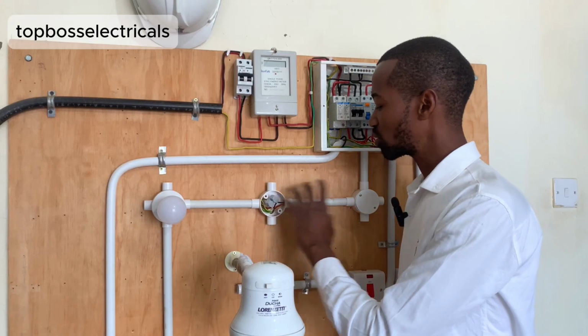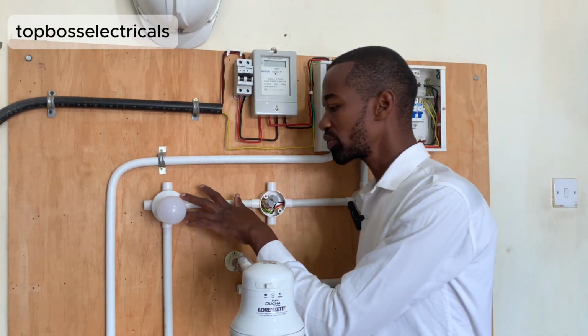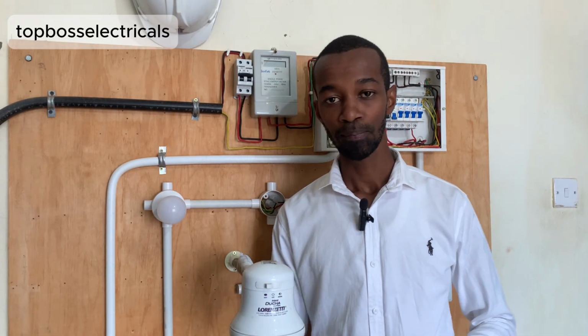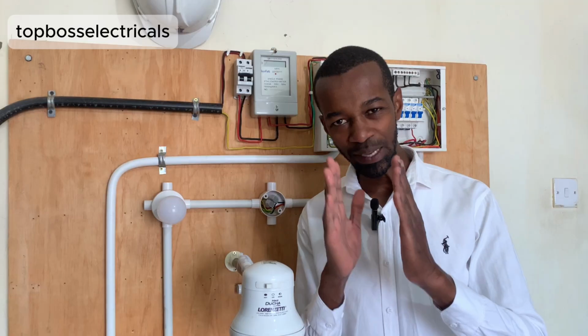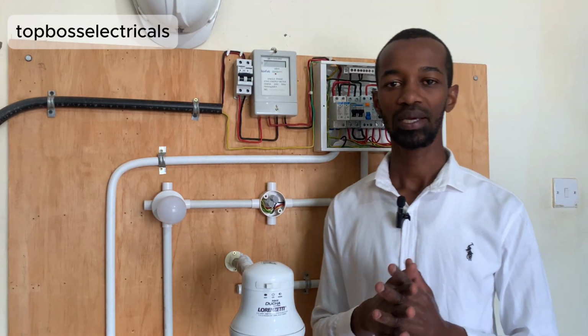When it comes to the light, of course, it has its own circuit from the consumer unit, goes all the way to the lightings as well as to the switches. This ensures that that independent circuit draws its own current from the consumer unit.